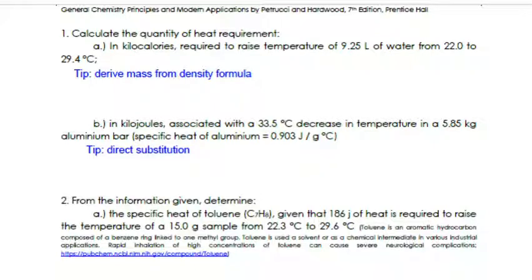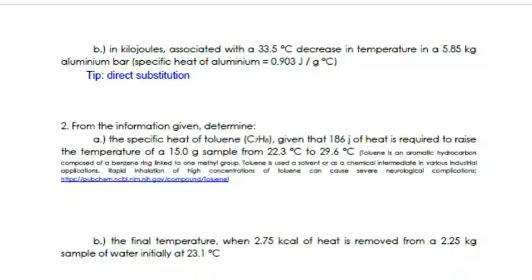For number 2, letter A, you will derive the formula of specific heat from the heat formula. And then for letter B, look for the final temperature. We know that delta T in the heat formula is temperature final minus temperature initial.